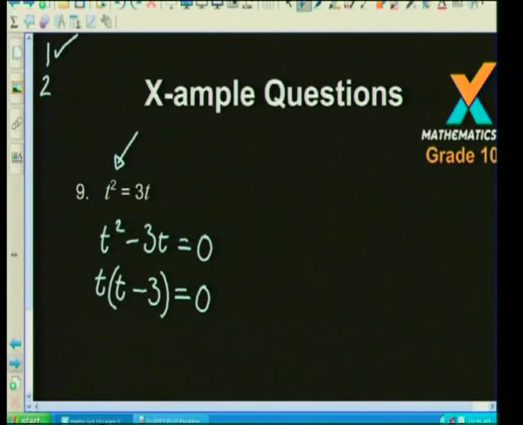Can we factorize it any further? I don't see any possibilities of that happening. Once the squared has disappeared, it's pretty much been factorized as much as possible. So we have finished step 2.